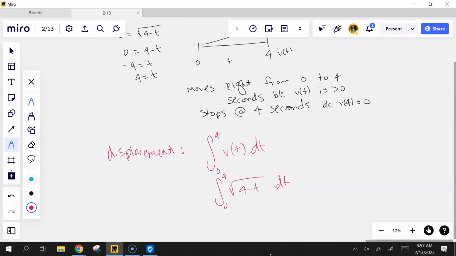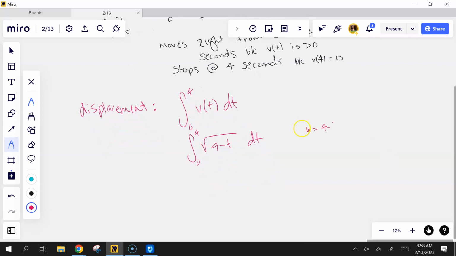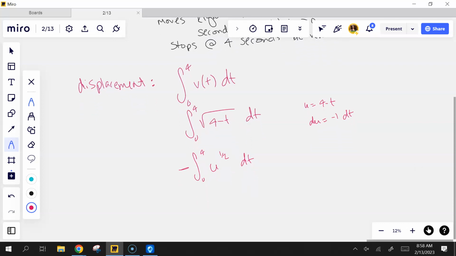This isn't my favorite part of the chapter, by the way. I told y'all this was my favorite chapter, and it is. But when we get to our areas between curves and revolutions and all the fun stuff, it's going to be great fun. Great, great fun.